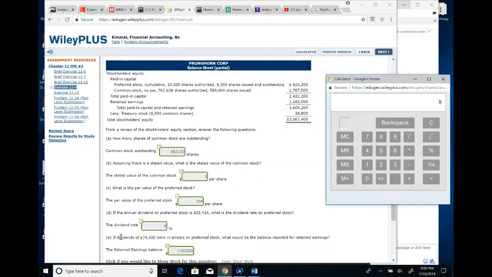The last question asks that if the dividends of 74,500 were in arrears on a preferred stock, what would the balance report for the retained earnings be? So this is kind of a trick question. You have to remember, and I forgot, so they got me. They suckered me in on my first attempt, was that your retained earnings of 1,182,000, there is no call for these dividends that are in arrears until they actually declare that they're going to pay it. So it stays the same.